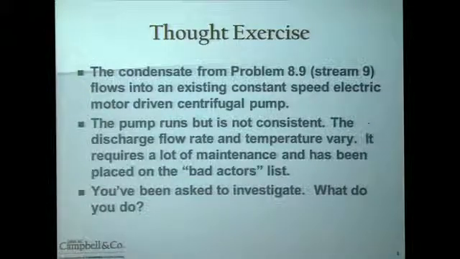That particular pump runs, but it's not consistent. The discharge flow rate and the temperature varies quite a bit. It requires a lot of maintenance, and it's been placed on the plant's bad actors list. You've been asked to investigate. What do you do? If you attend a G4 class, this is one of the things that we will discuss: what you do and how you can use the tools that have been presented to you in this chapter in order to put together a plan of action.